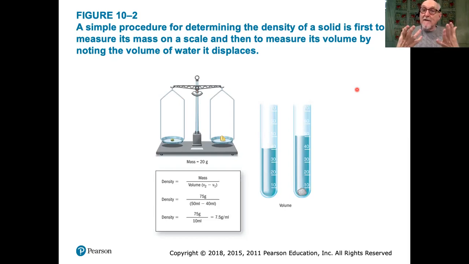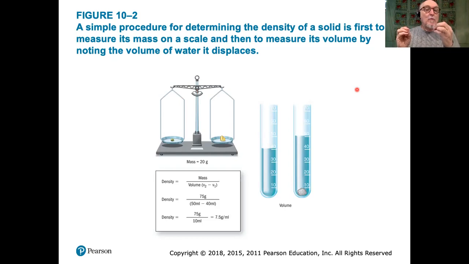So think about it this way. Let's say we've got 1 cubic centimeter of lead, and it weighs a certain amount. If we take 1 cubic centimeter of aluminium, it's going to weigh far less.